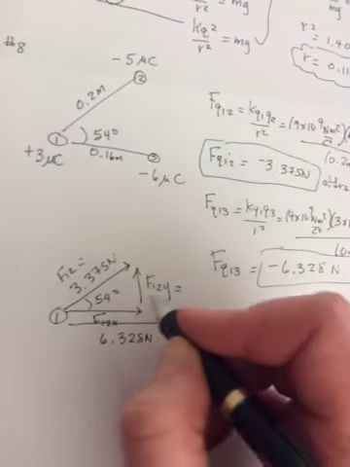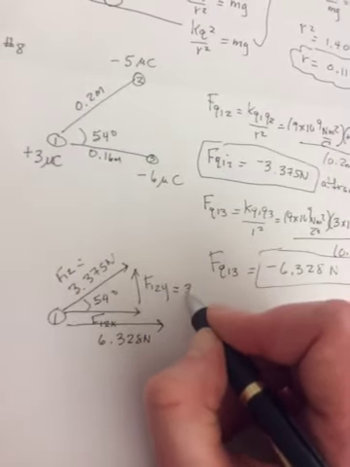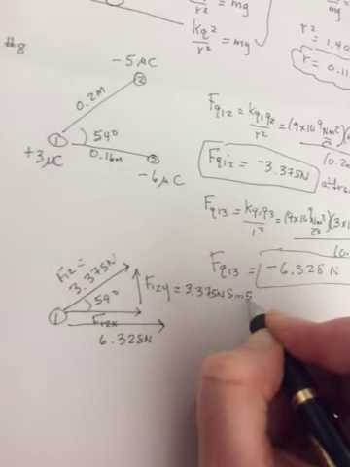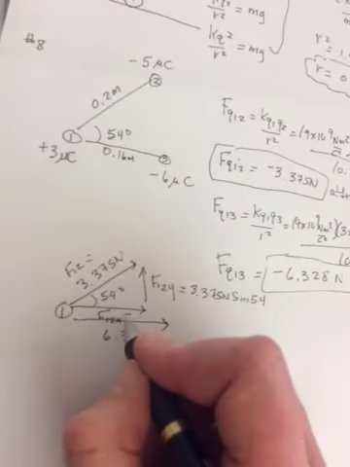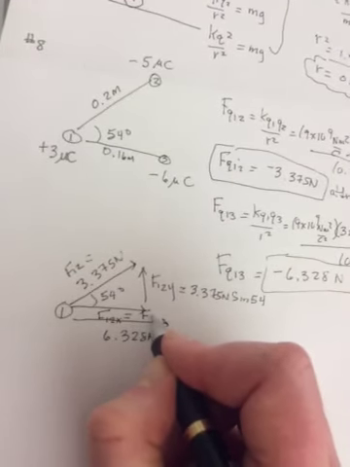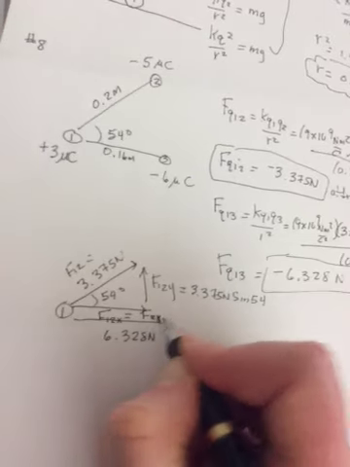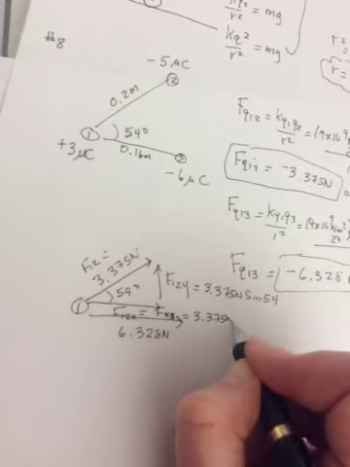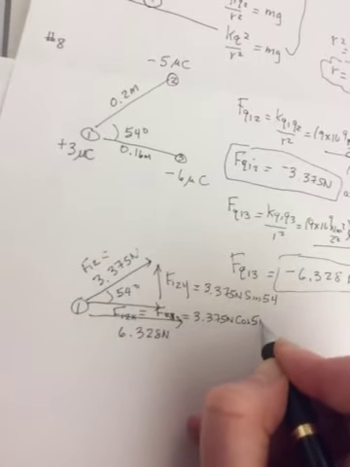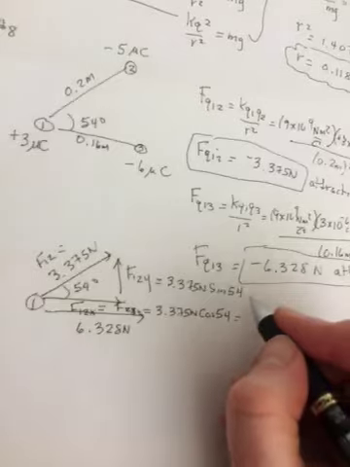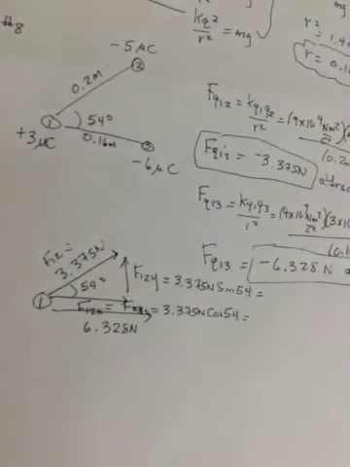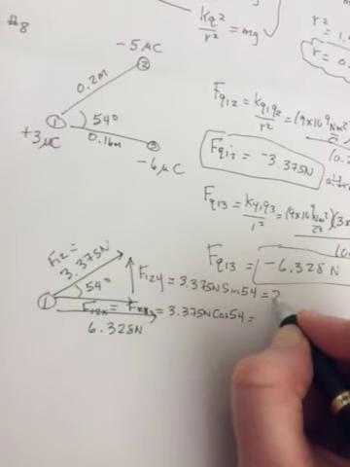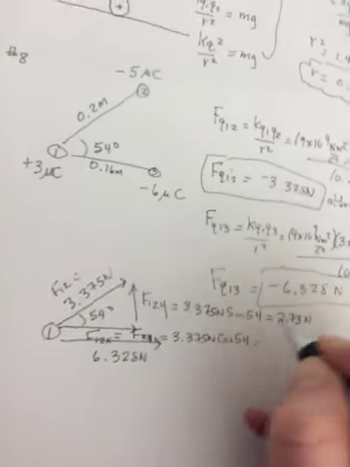So F12y is going to be sine, so it's going to be 3.375 newtons times the sine of 54. And F12x is going to be, sorry, I didn't rewrite that, it's going to be 3.375 newtons cos of 54. So your next step is to find the components. So the y component is 2.73 newtons, and it's going up.